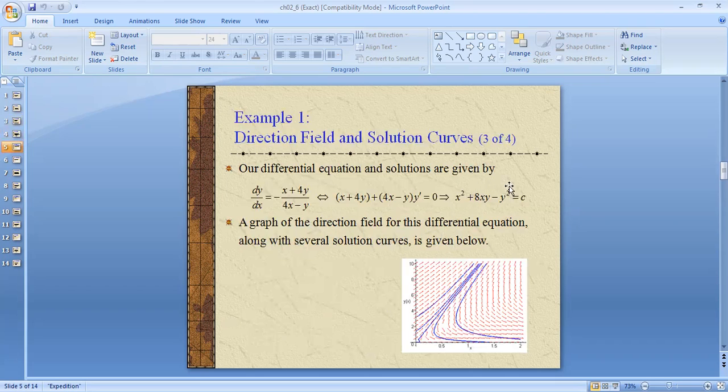So now we can indicate the solution in a graph in the xy plane. This is the x axis and this is the y axis. So this will be the xy plane. Now a graph of the direction field for this differential equation along with several solution curves is given. Actually, for different values of c we get different curves.